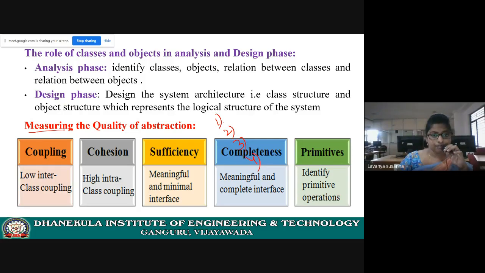First one is coupling. Next one is cohesion. List out first, and then you can explain each and everything. You need to present well, right? Coupling, cohesion, sufficiency, completeness, and primitives. These are some of the metrics which are used for measuring the quality of the classes, whether you have designed well or not. Now let us see coupling.